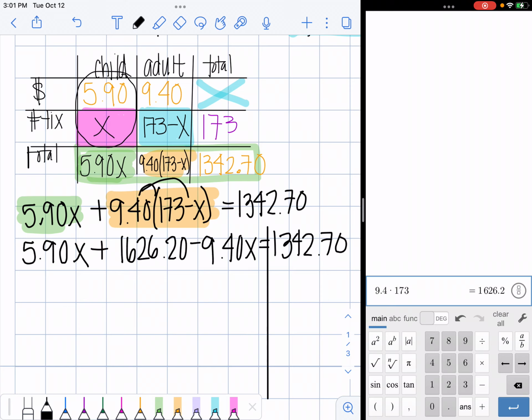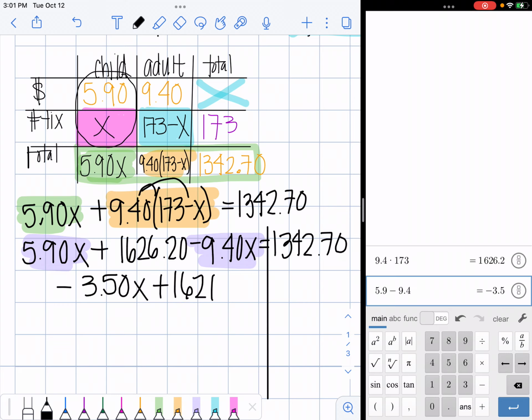Okay, now I have to combine together my like terms. My like terms are my X's here, 5.90 and negative 9.40. So I combine those together. 5.90 minus 9.40 is going to give me negative 3.50X plus 1626.20 equals 1342.70. Okay, now I have to get the X on a side by itself. So first thing I have to do is subtract 1626.20.